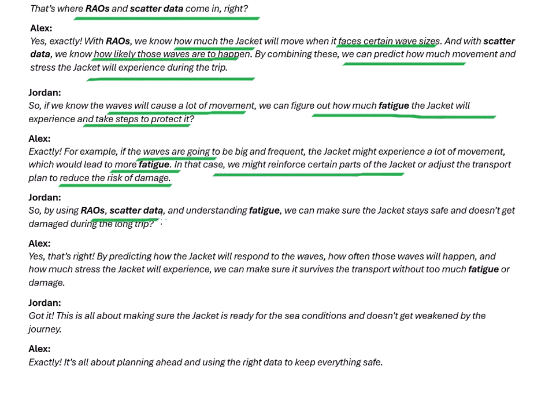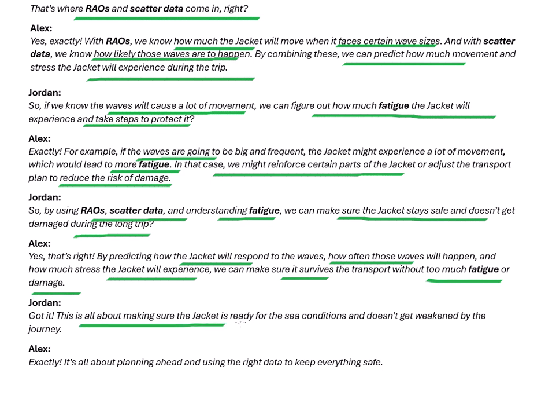So by using RAOs and scatter data and understanding fatigue, we can make sure the jacket stays safe and does not get damaged during the long trip. Yes, that's right. By modeling how the jacket will respond to the waves, how often those waves will happen, and how much stress the jacket will experience, we can make sure it survives the transportation without too much fatigue or damage. This is all about making sure the jacket is ready for the sea conditions and does not get weakened by the journey. Exactly. It's all about planning ahead and using the right data to keep everything safe.